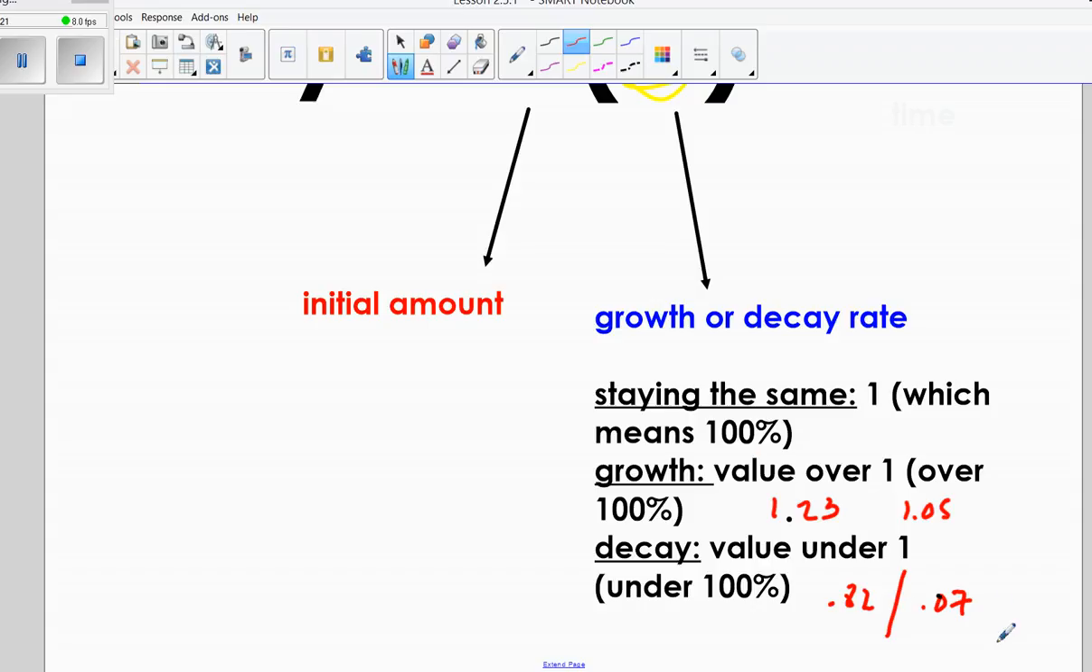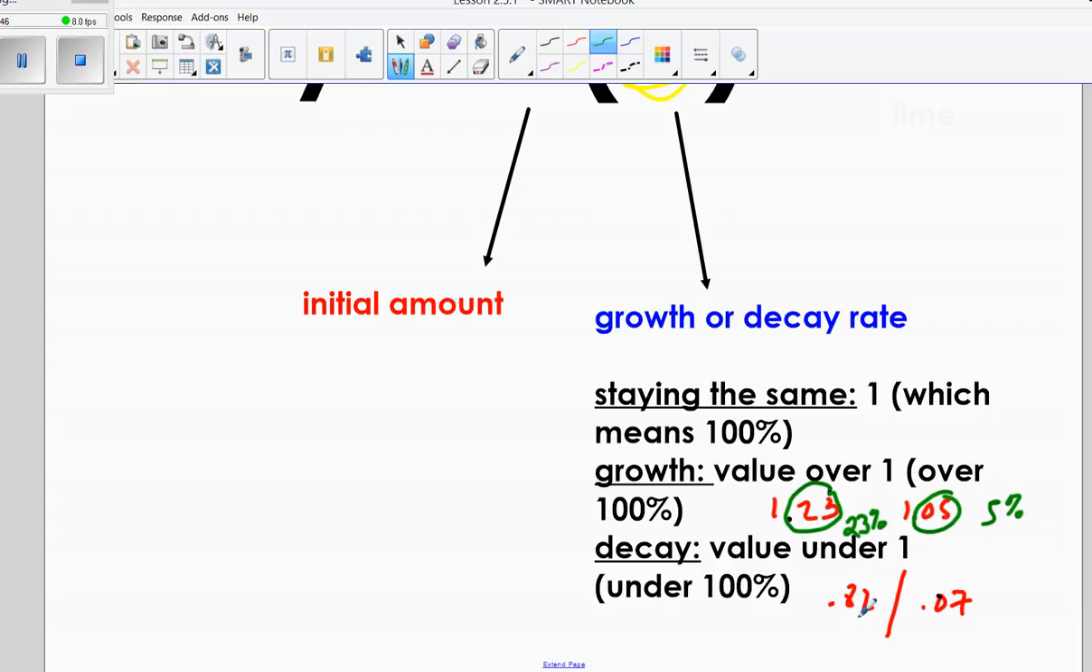All right. Now, one thing that we need to remember is, yeah, it's growing 1.23, but what does that really mean? So the 0.23, that actually is your percent. This is your percent that you're growing. So 0.23 really means 23% growth. This 0.05 really means 5% growth. And that's just knowing how to convert decimals to fractions and vice versa.